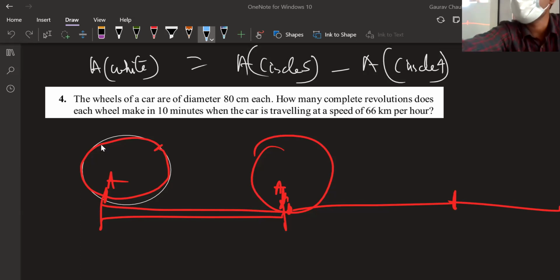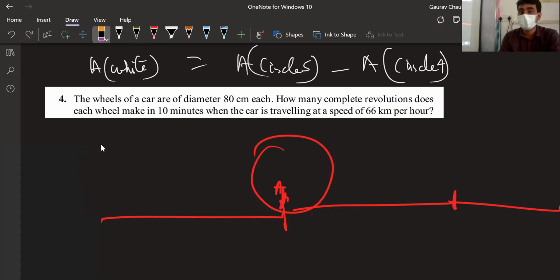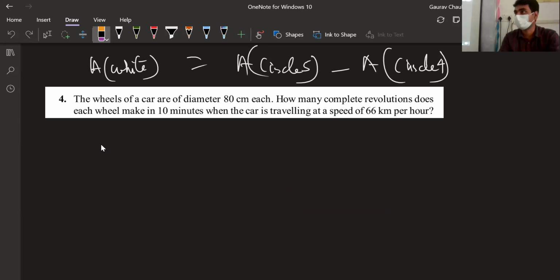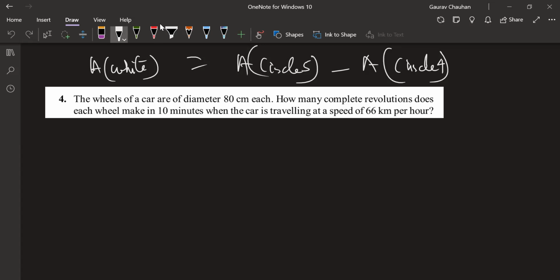Total distance, how do we find? Yes, tell me, MG. Speed is given, time is given. We'll find total distance by that. Okay. You will have to be careful about the units though. There is centimeter here, there is minute here, there is hour here, there is kilometer here. So all the units are different. So the first thing you do is make all units the same.